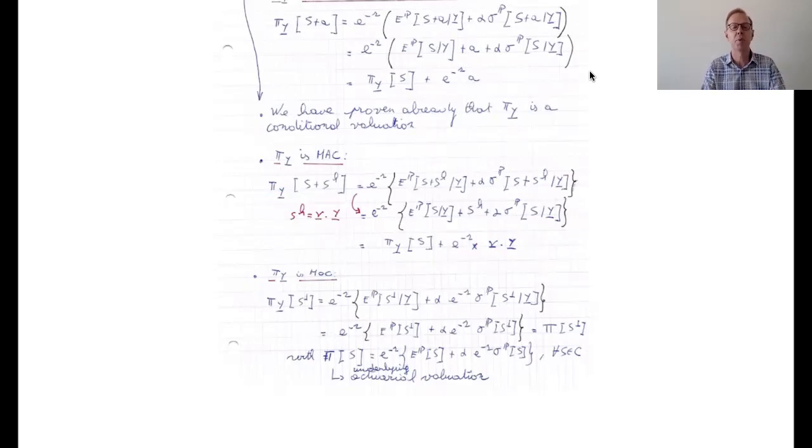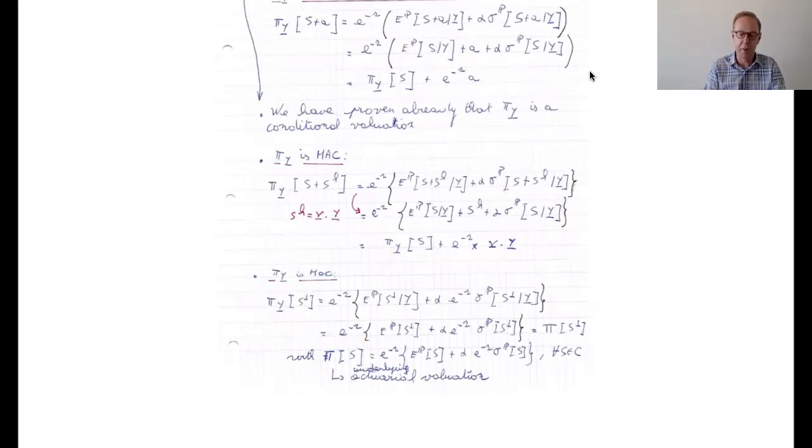In the next step, we have to prove that pi y is also model consistent. Pi y of s orthogonal is by definition the discounted conditional expectation plus the discounted alpha times the discounted conditional standard deviation. But s orthogonal is an orthogonal claim, so we don't have to condition on y, as orthogonal is independent of y. So we get, in fact, the pi of s orthogonal, which is the standard deviation principle. So indeed, we have proven that for orthogonal claims, the conditional valuation reduces to an actuarial valuation.